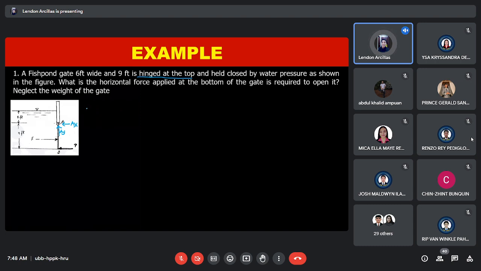So, let's try to draw this gate in a more imaginative way. Okay? This is the concrete, and then i-3D natin yung gate para makita nyo talaga paano kayo mag-solve ng hydrostatic force, kasi based sa exam natin, hindi nyo pa nagigets kung paano mag-solve ng hydrostatic force. So this gate here is 6 feet wide, so meaning this is 6 feet, right?